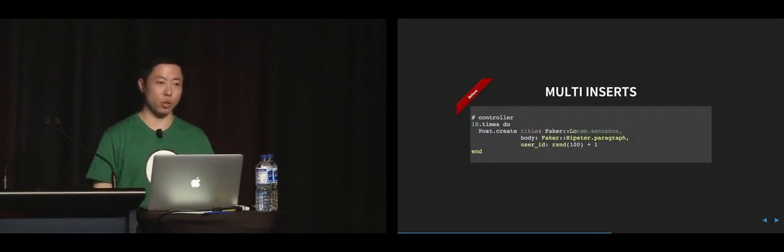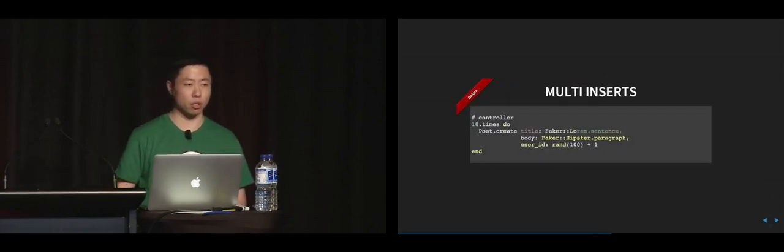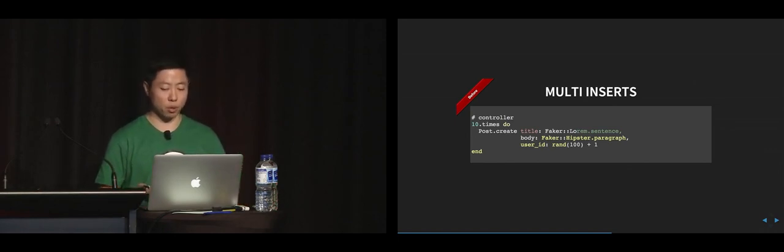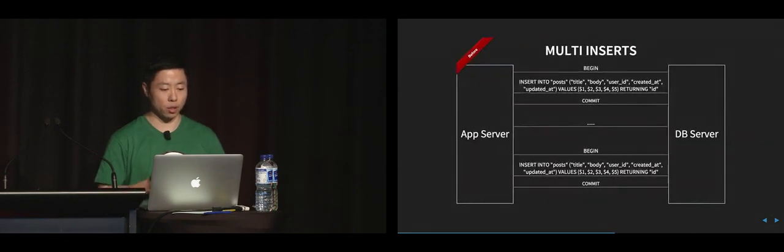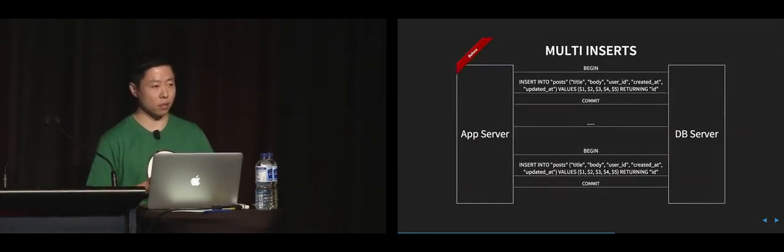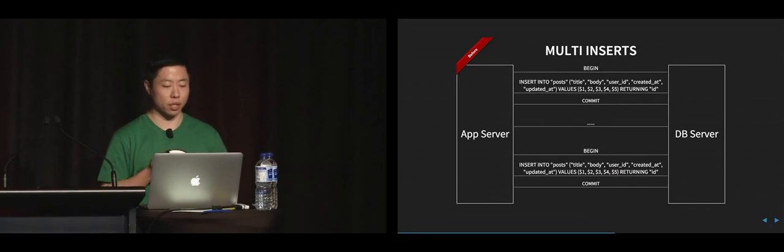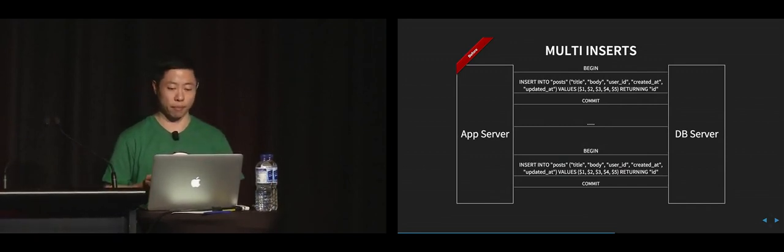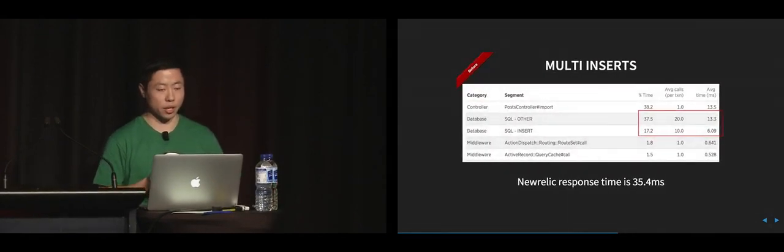Besides multiple queries, multiple inserts also hurt your performance. Here we create 10 posts one by one. And you will see it sends 10 inserts to your database. For each insert, it sends begin and commit for the database transaction. So in New Relic, you will see it sends 20 SQL others and 10 SQL inserts. It totally takes 19 milliseconds.